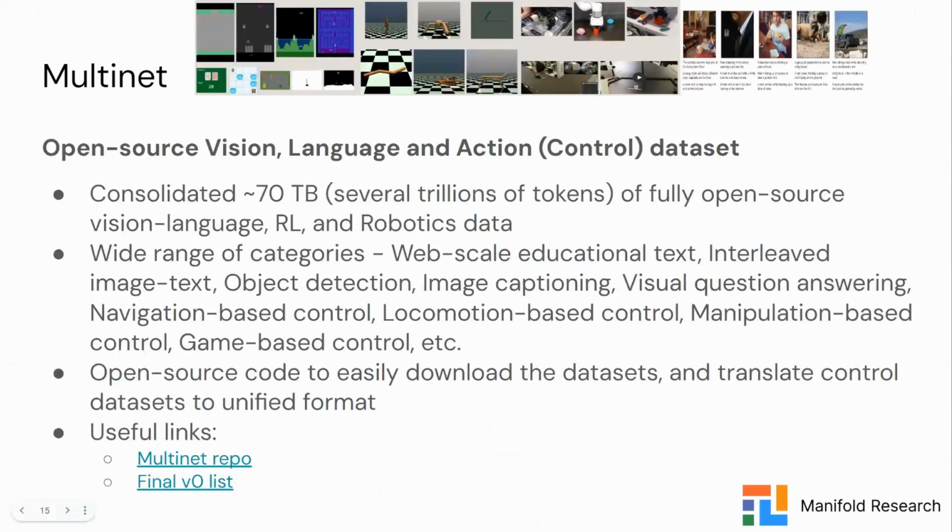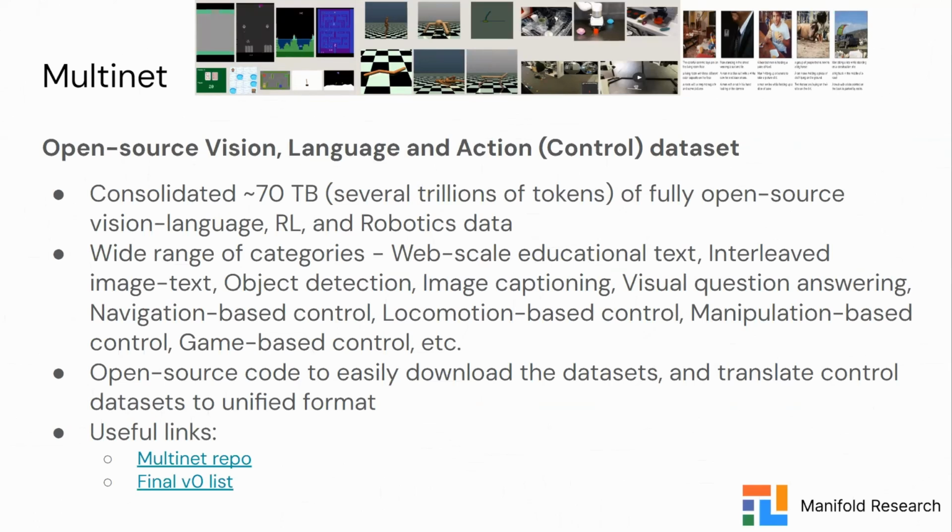Yep. So on the dataset front, what we have with Multinet is that we've consolidated, at pre-training scale, like it shows in the slide, around 70 terabytes, several trillion tokens of fully open source vision language, reinforcement learning, and robotics data. And this data basically spans a wide range of categories: visual question answering, navigation-based control, image captioning, and just a bunch of different tasks and datasets.